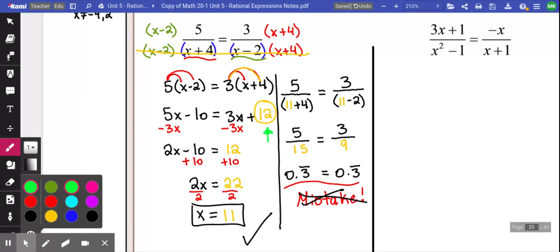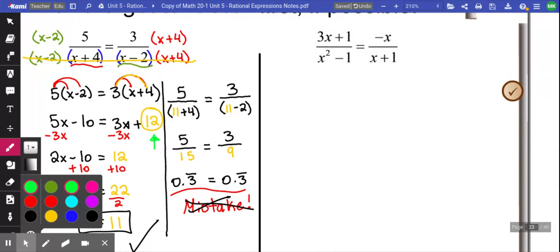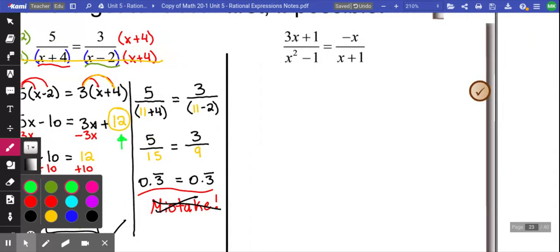Cool. Let's try another question. So first step is always factor, and people start to take that for granted by this point in the unit, because a lot of the times you don't have to factor, but there are occasions where you do, and this is one of them. This is a square rootable binomial, so you need to factor that to become x plus 1, x minus 1. Over here, nothing can factor, but I am still going to put brackets around my x plus 1.